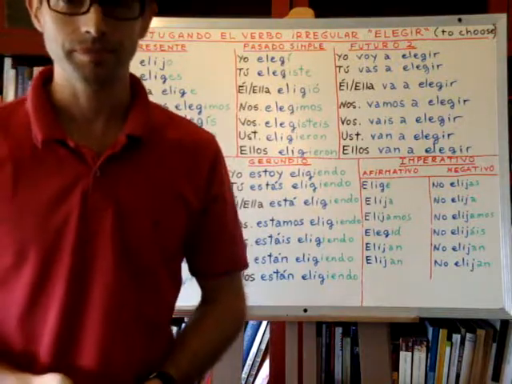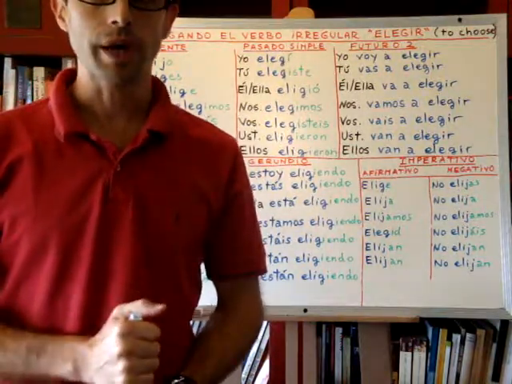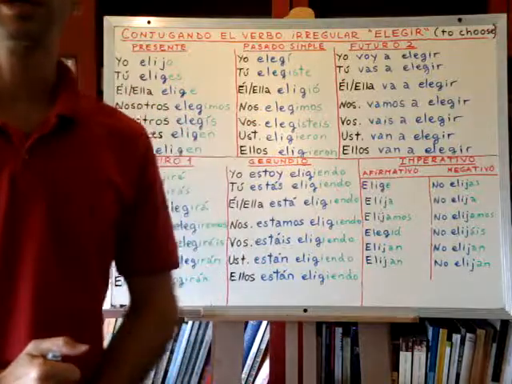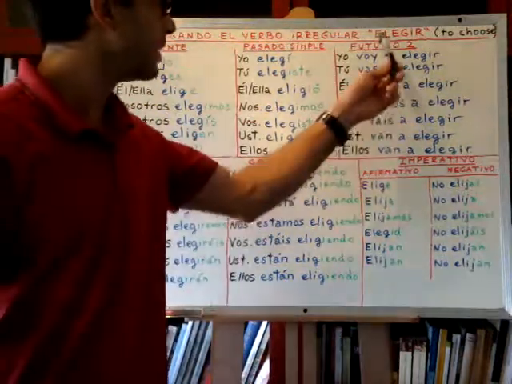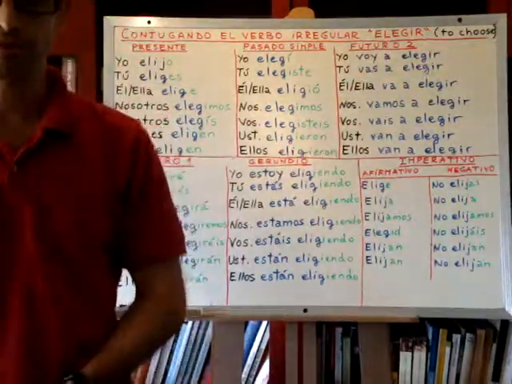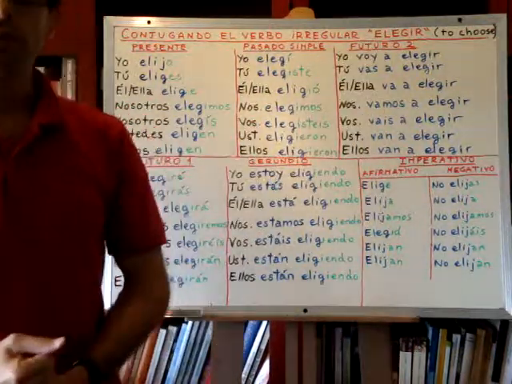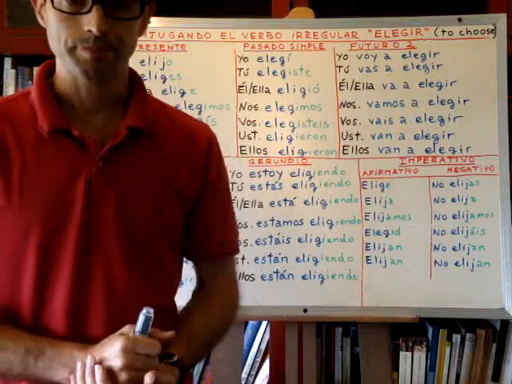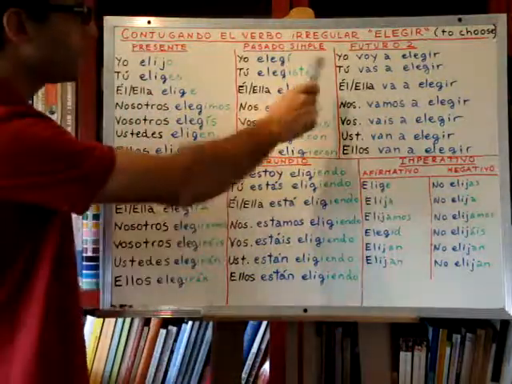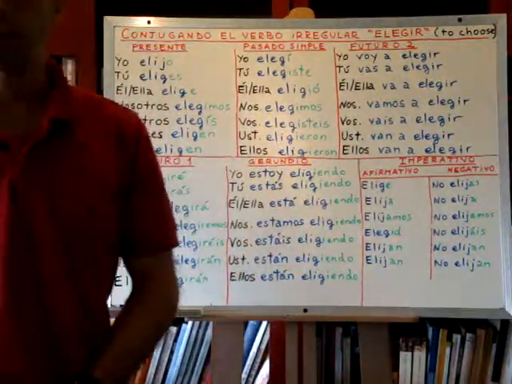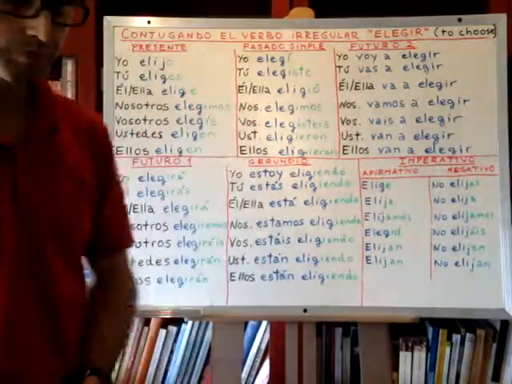Hi everybody. Today we will learn a new Spanish irregular verb. We will do the verb elegir. Elegir means to choose. So, elegir is one of the irregular verbs we have seen with the letter E, right? We will do the most common, most used Spanish tenses.